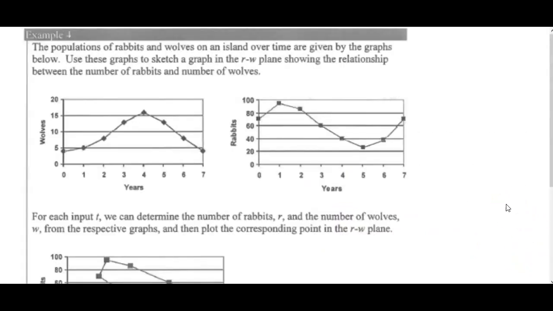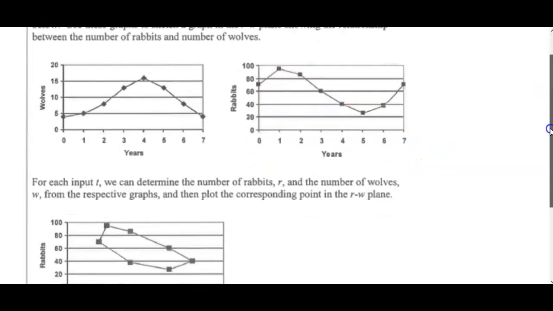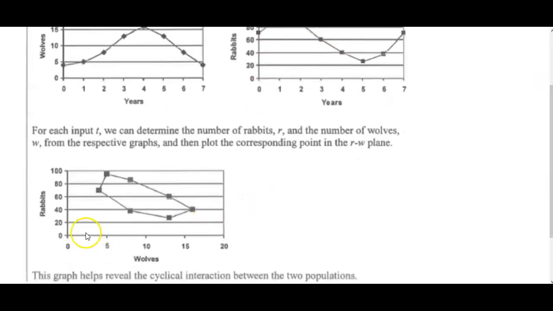Right, this is just real quick what a parametric equation is, or why we do them. This is a population over a course of years of wolves and the population of rabbits in the same habitat. Now, if we were to graph those, for each input we determined the number of rabbits and the number of wolves at a certain amount of time. So this is wolves across the bottom, rabbits here.